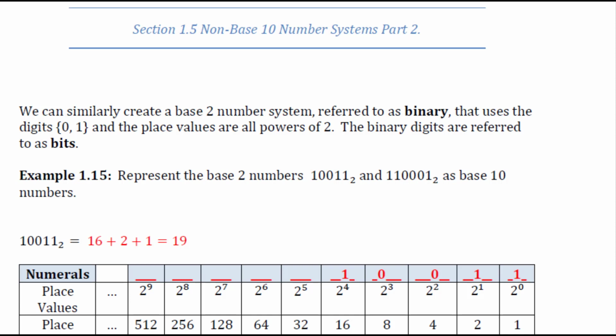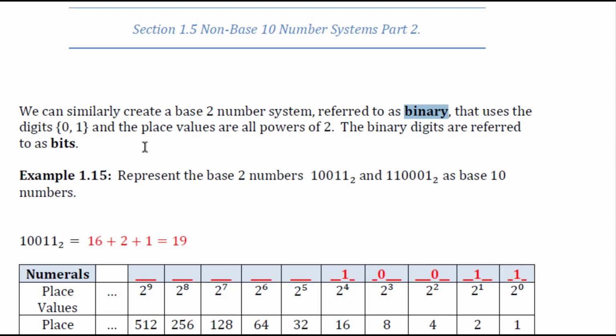Well, welcome to 1.5. We're going to look at two different place value systems that you actually use every day without even knowing it. The first one is a base 2 system, known as a binary system, and it uses the digits 0 and 1. The place values are the powers of 2. Our system is a base 10 place system with digits 0 through 9, and the place values are all powers of 10.